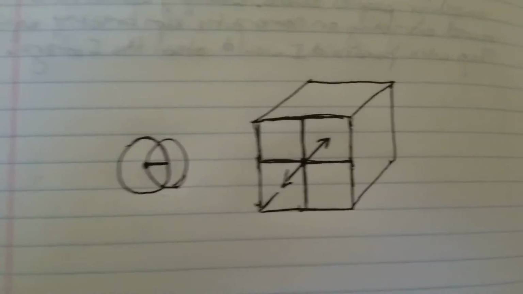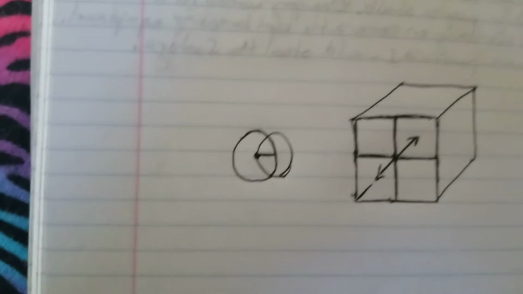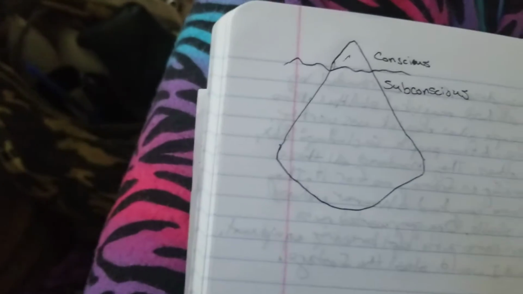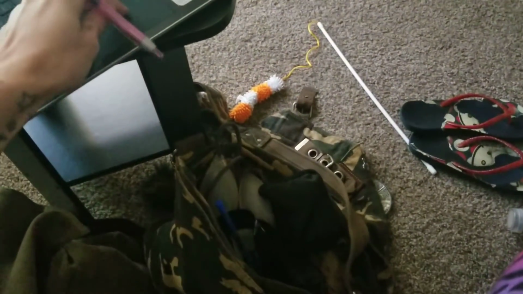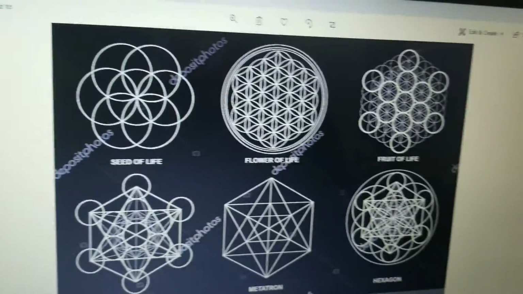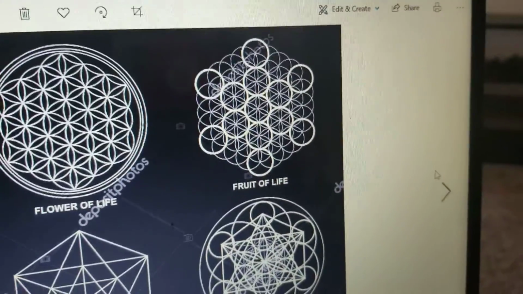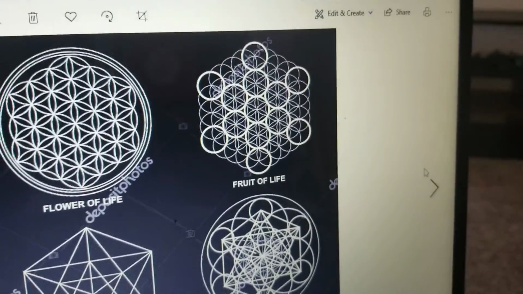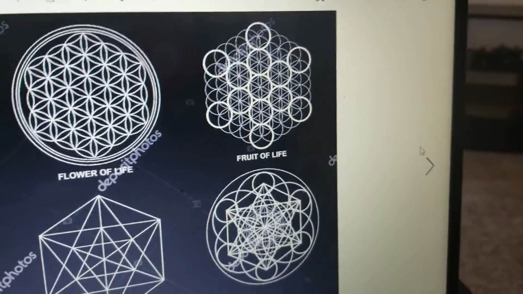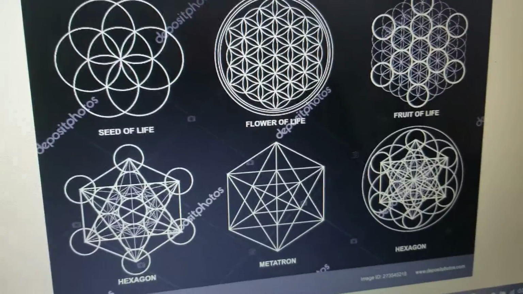So you have the seed of life. Let me see. So then you go back. There we go. Seed of life becoming the flower of life, becoming the fruit of life, creating the cube, and then the cube of life going on further and further to create 3D reality.